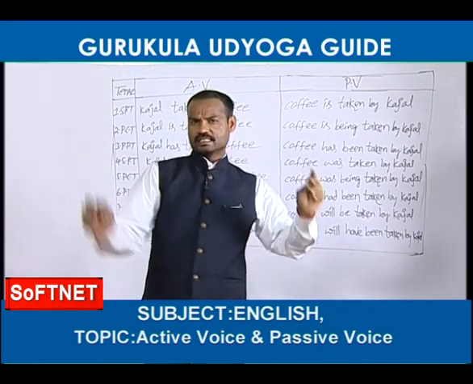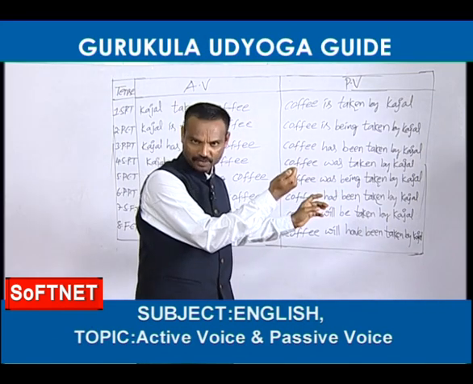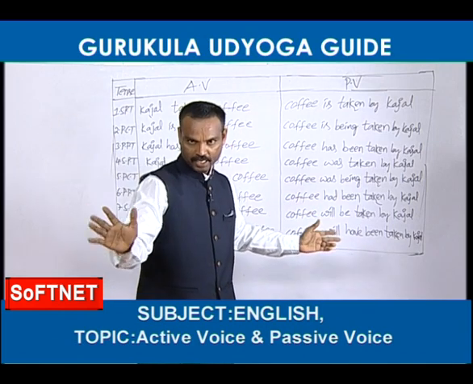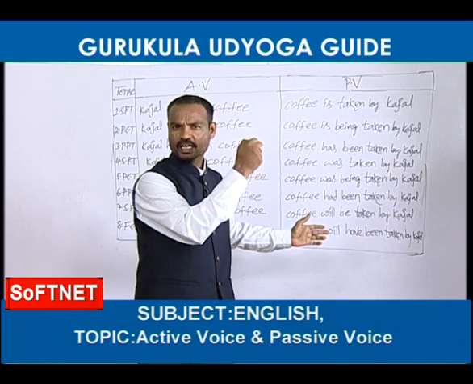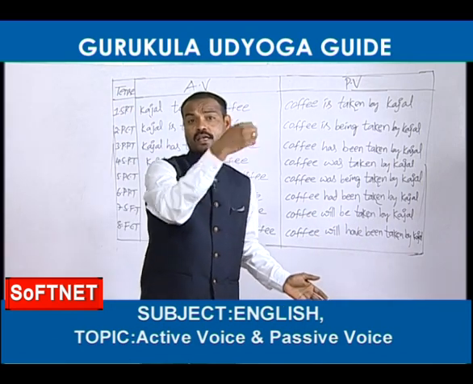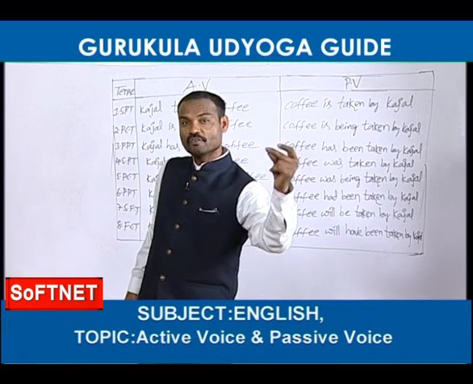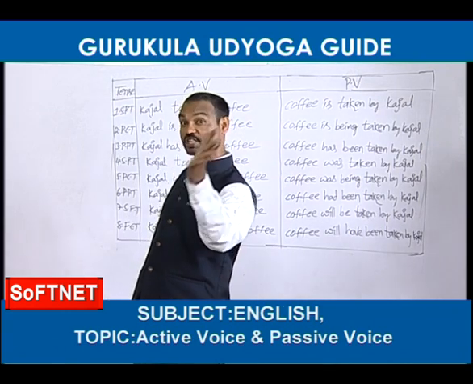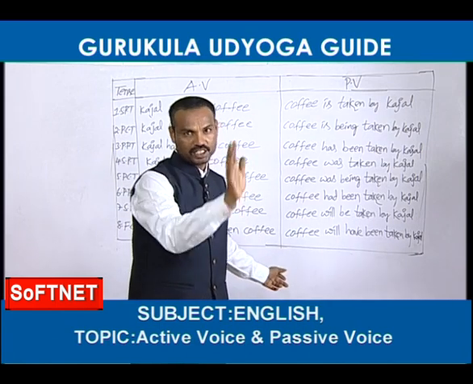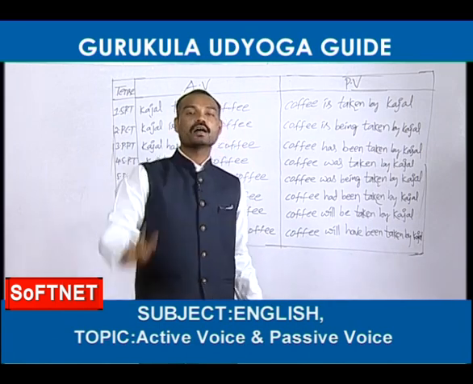That's all. Rajnikant was eating a mango. Mango is a singular object. So for singular objects, was should be taken. A mango was being taken by Rajnikant. Then Kamal Hassan was eating apples. Apples is a plural object, no? For a plural object, what should be taken? Were should be taken. Apples were being eaten by Kamal Hassan.